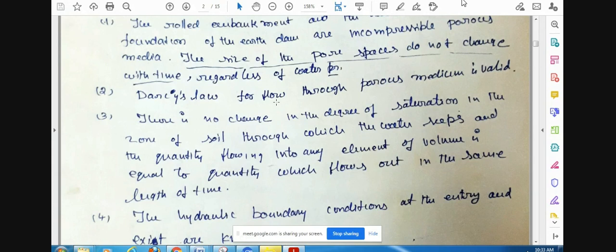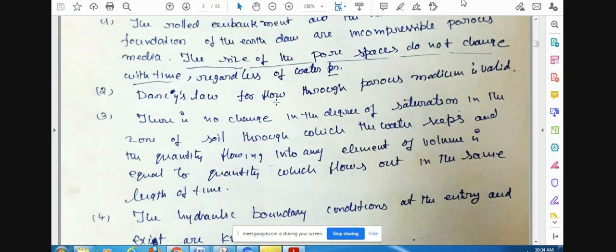It means that if you take any volume, let us say 1 centimeter by 1 centimeter by 1 centimeter, the amount of water entering into that element is equal to the amount of water leaving from that element. So that's the meaning of no change in the degree of saturation. The amount of water or seepage entering into that control volume is equal to the amount of water leaving from that control volume.